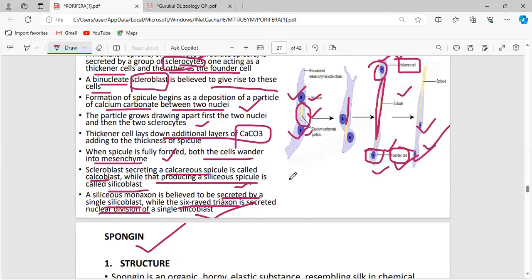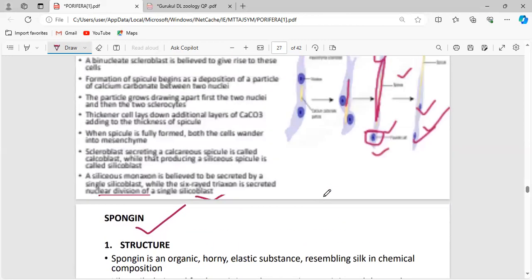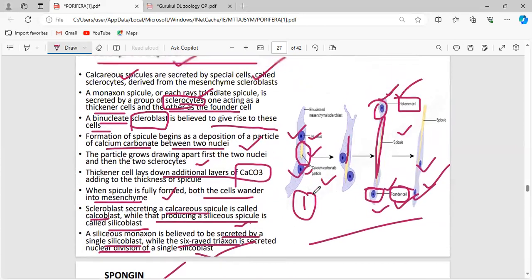See, if it wants to give rise to monoaxon spicules, then a single silicoblast is sufficient. In case it needs to give rise to the triaxon, which has six rays, it needs to divide first. This silicoblast undergoes nuclear division, and after the nuclear division, it gives rise to the triaxon. Okay, fine, that's all about how the spicules are developed.